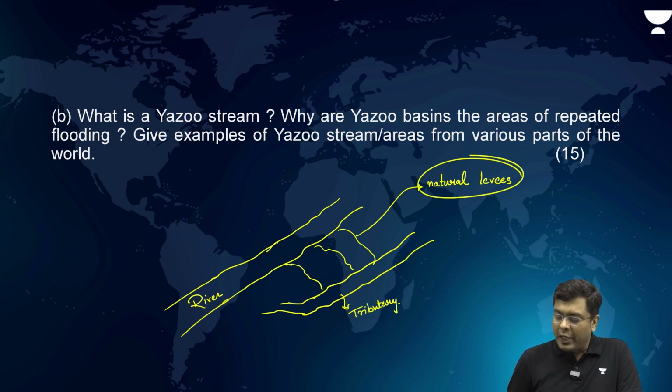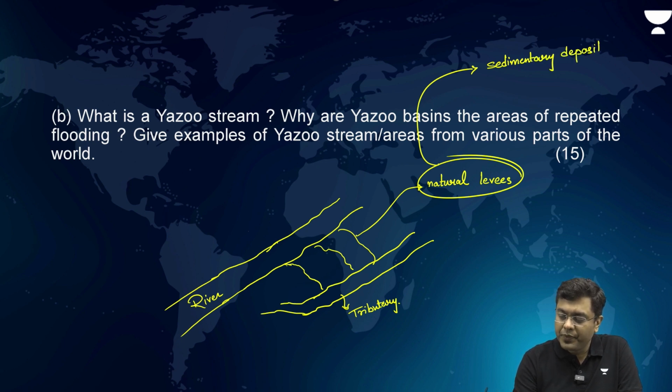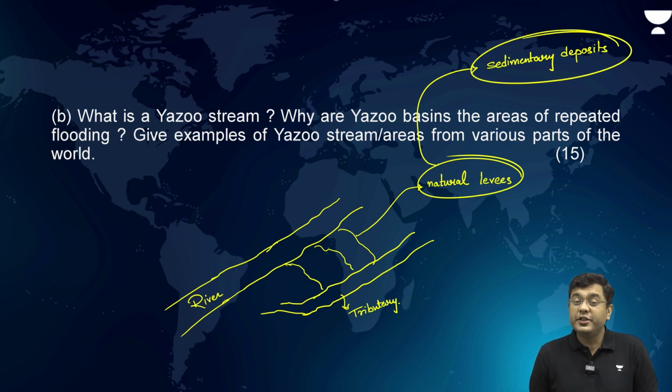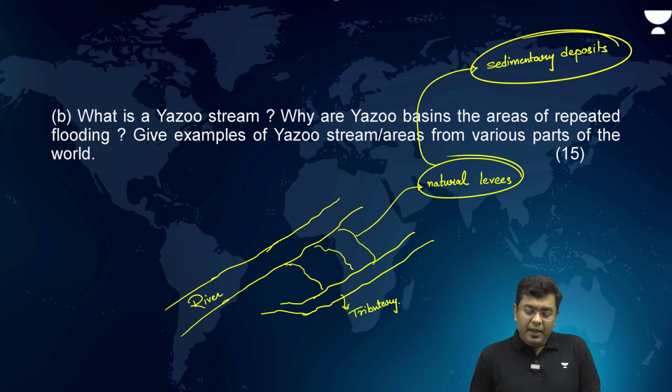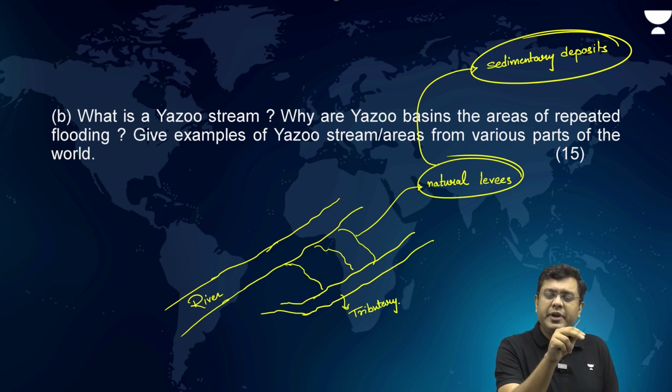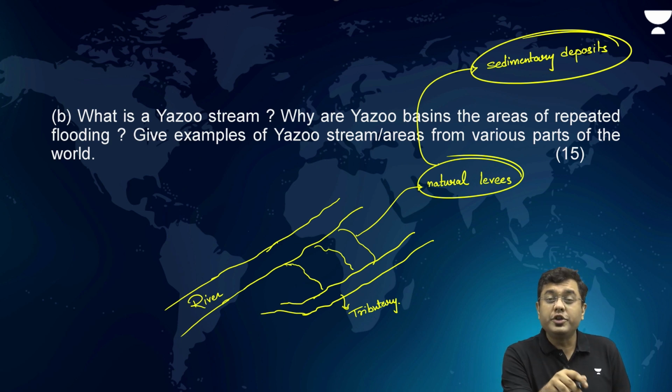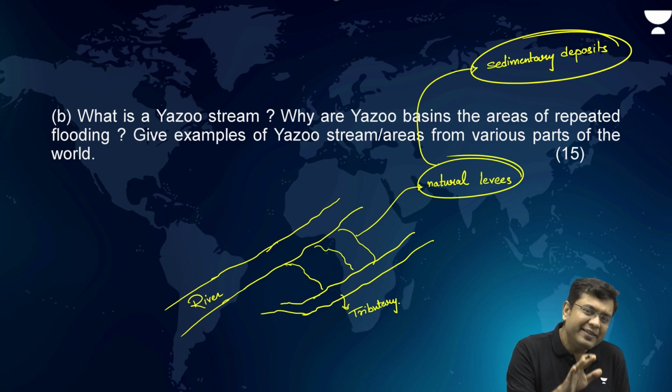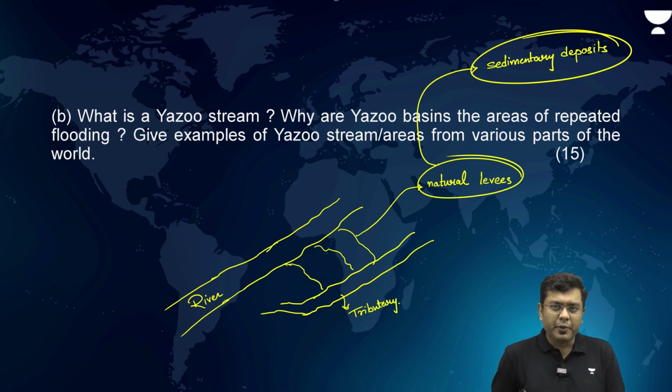Okay. Now, natural levees are created out of sedimentary deposits, isn't it? Sedimentary deposits. Now, why are these regions very prone to flooding? Because unlike many of the areas where you will see these parallel streams being separated by ridges or mountains, here the separation is by sedimentary deposits.